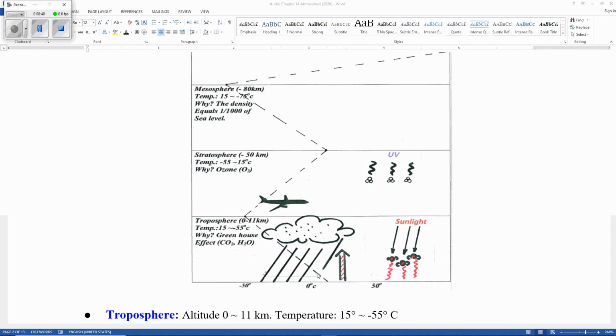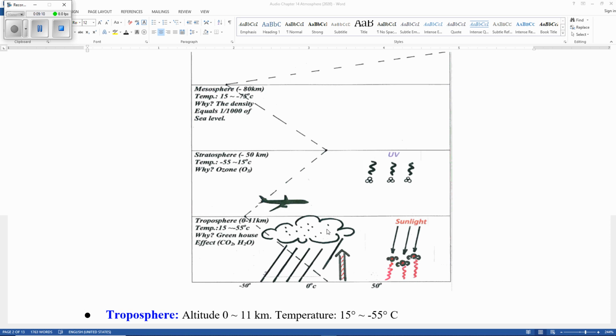Now, because the temperature decreases in the first region of the troposphere, the warm air goes up because of lower density. Then the temperature drops, so the gases, the water vapors, condense and become liquid. So that's cloud, right? Cloud. Many water droplets.